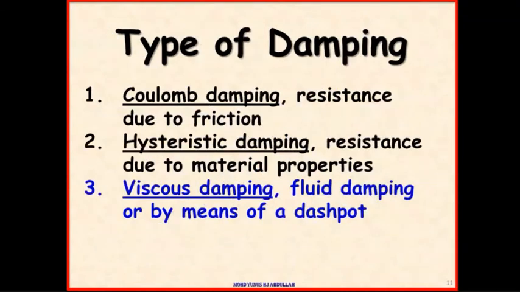So this is the types of damping. Remember, I did mention you need to know about the three types of damping. One is Coulomb damping, sometimes we call it resistance or friction. Then hysteresis damping, also due to resistance, but due to the material properties. That means you don't have to put any extra or auxiliary device into the system.